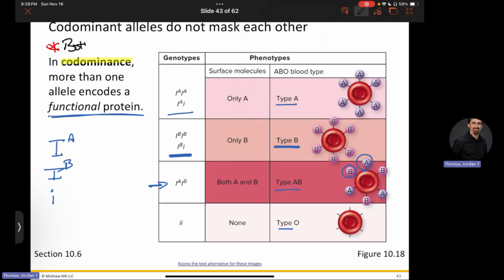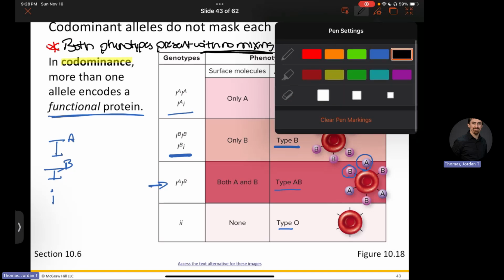Both phenotypes present with no mixing. And that's the big difference between codominance and incomplete dominance. In incomplete dominance, you get a mixing, and in codominance, you don't.